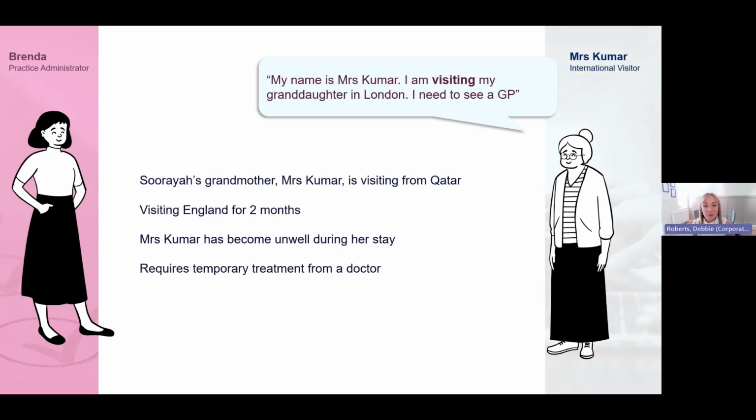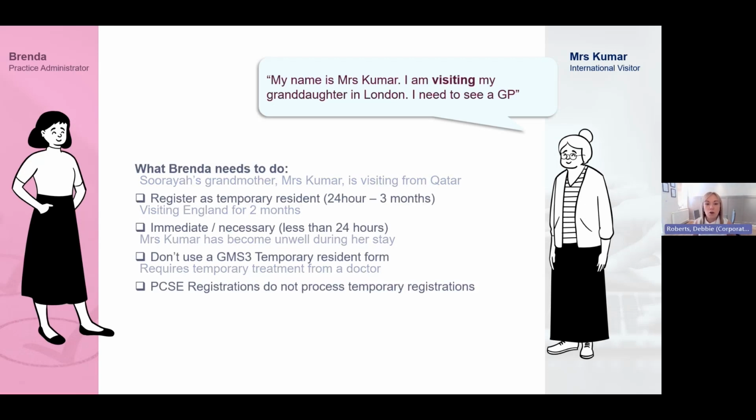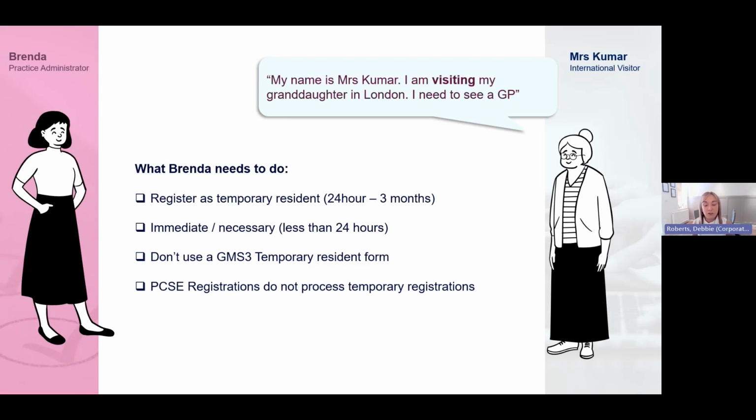Okay, so we've now got Mrs. Kumar. Mrs. Kumar is Soraya's grandmother, and she is visiting from Qatar. Now, unfortunately, she's become unwell during her stay, and she needs to see a GP. Mrs. Kumar is only visiting England for 2 months, but like I say, she's become unwell and she needs to see a doctor temporarily. So, what does Brenda need to do in this situation?